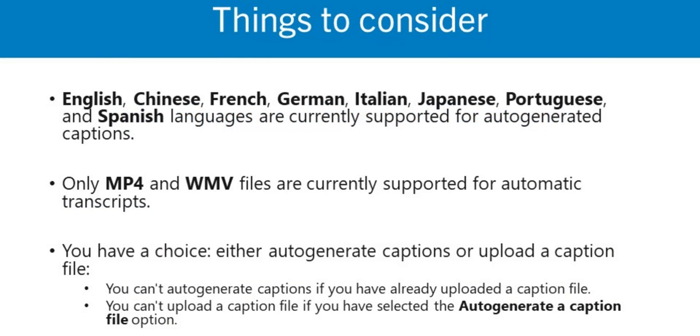Before we dive into the video step-by-step guide, we'll first want to take a look at some things to consider. A video's language needs to be set to a supported language in order for the automatic speech recognition technology in Microsoft Stream Classic to generate captions. Captions can be generated in English, Chinese, French, German, Italian, Japanese, Portuguese, and Spanish.